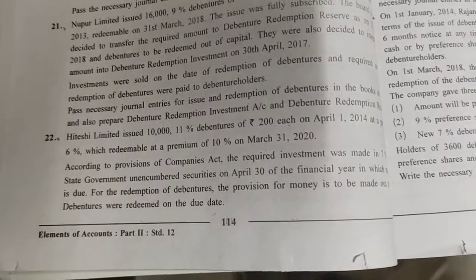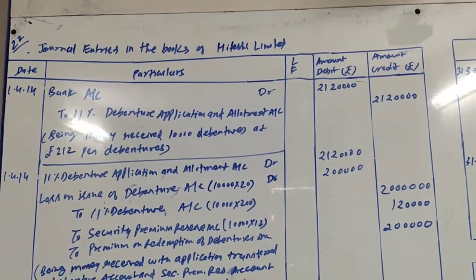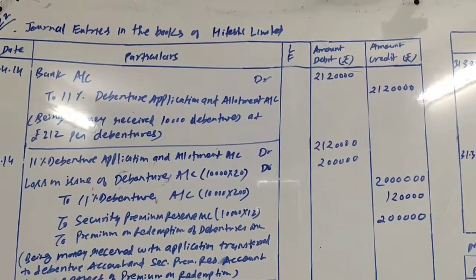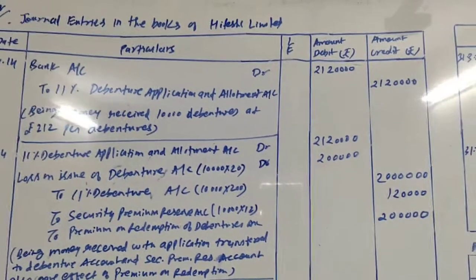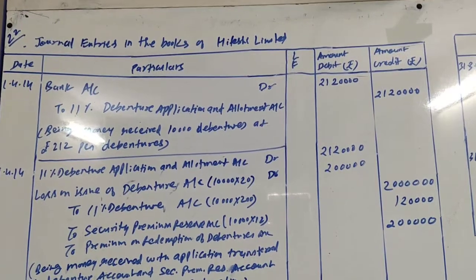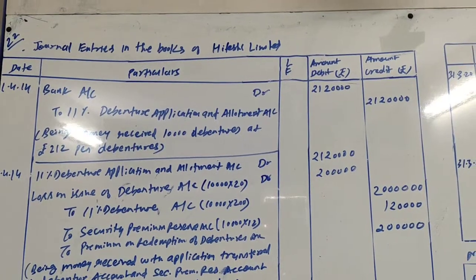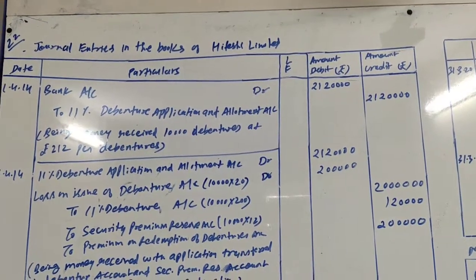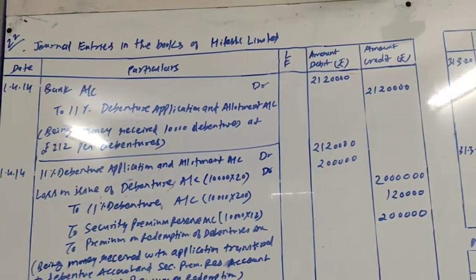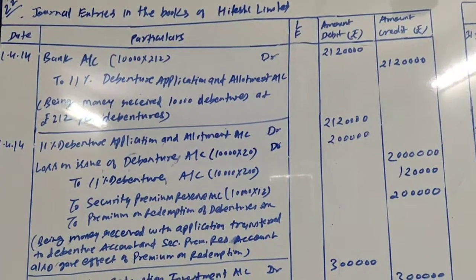First of all, two entries for the issue of debentures. Sum number 22, journal entries in the books of Hitachi Limited. First entry, bank account debit to 11% debenture application and allotment account. Friends, 10,000 debentures are issued at a price of 200 plus 12. 12 is premium. Premium is 6% of face value. Face value is 200, so 200 into 6% is 12 rupees. So we will receive 21,20,000 at the time of issue. That means with the application we will get 21,20,000, that is 10,000 into 212.